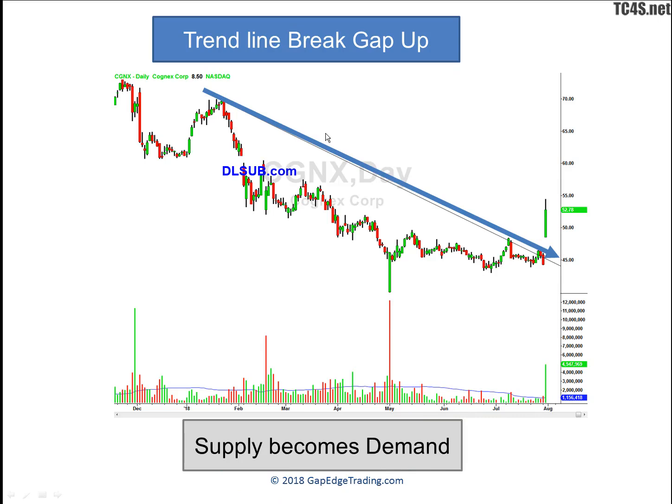Trend line break, gap up. So we see a stock, this CGNX was just in a downtrend. Now the stock's gapping above the trend line, and thus forcing everyone that was short this trade to get long and cover. And you have an opportunity now, from supply, it's changed from supply now to demand. You find a long entry on the 15, 30, 60 minute chart.